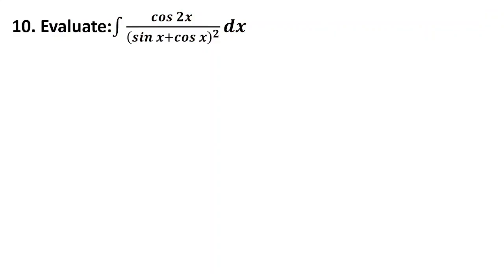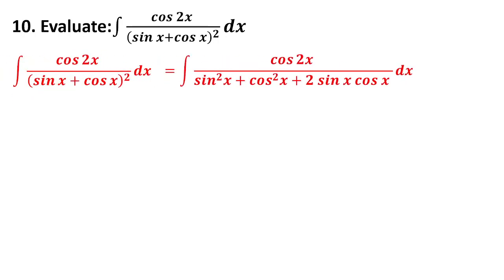Cos 2x by sin x plus cos x the whole square dx. This can be done in two ways. Cos 2x can be written as cos square x minus sin square x, and you can cancel with the denominator. Otherwise, you can expand the denominator. It is sin square plus cos square plus 2 sin x cos x. It is of the form 1 because sin square x plus cos square x is 1. 2 sin x cos x is sin 2x.